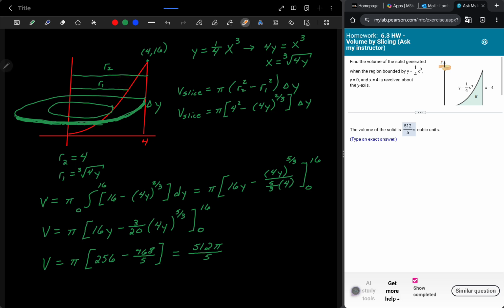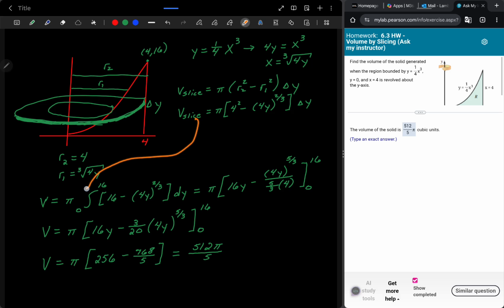So then the volume of one arbitrary slice is going to be pi times the larger radius squared minus the smaller radius squared times the thickness. Larger radius, 4 squared. Smaller radius, it's the cube root of 4y. When I square that, that's the same thing as 4y to the 2/3 power. Makes it easier to work with. So I have my pi times this larger radius minus the smaller radius, each of them squared, times their thickness. That's the volume of one arbitrary slice.